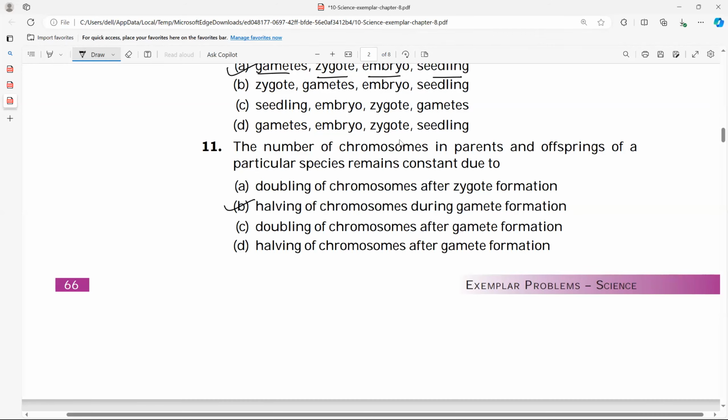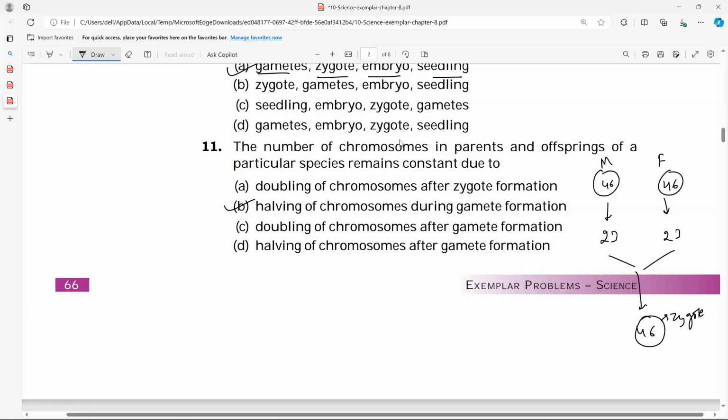Because of this one, if we have one cell with 46 chromosomes and this is another female cell which is also going to have 46 chromosomes, then the male gamete and female gamete are going to have 23 chromosomes. When they fuse together, they form 46 chromosomes again. And this is going to be the zygote. You understood? Next, question number 12.